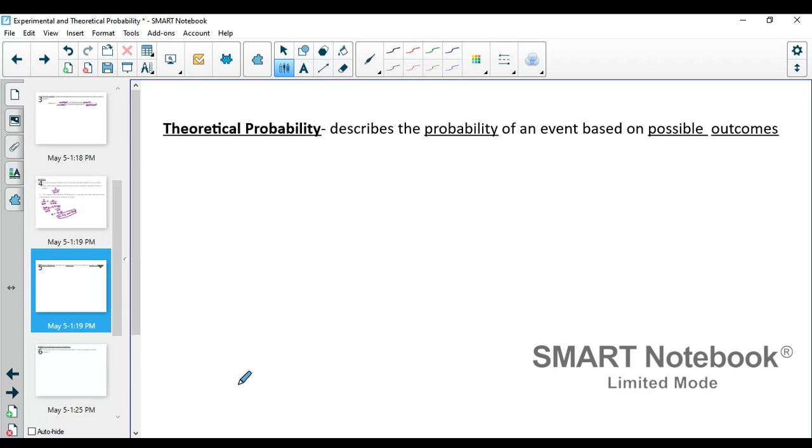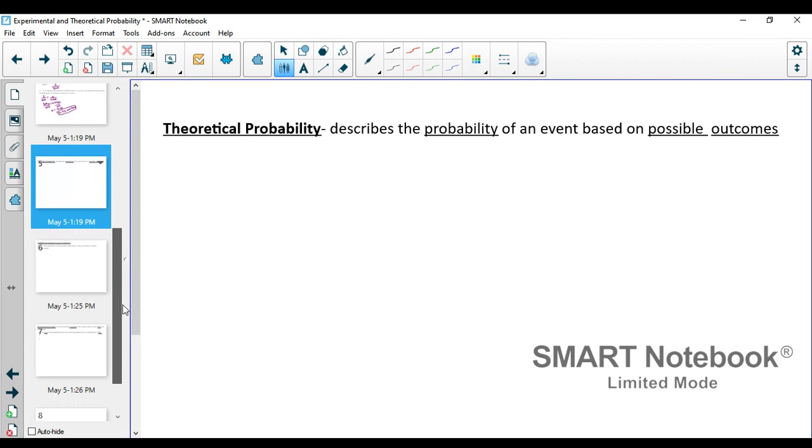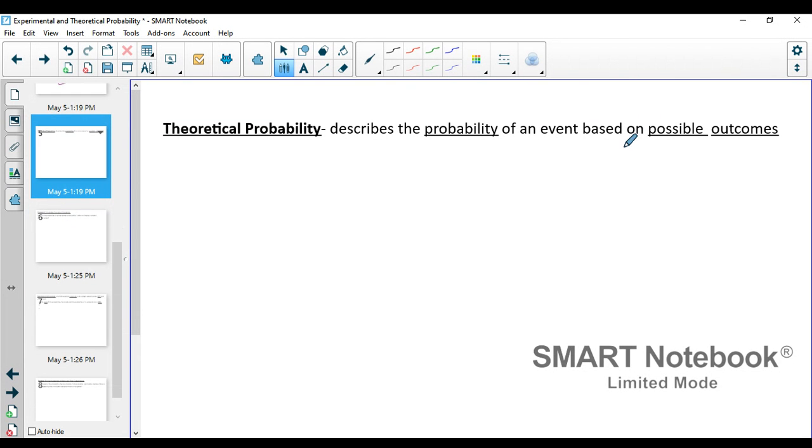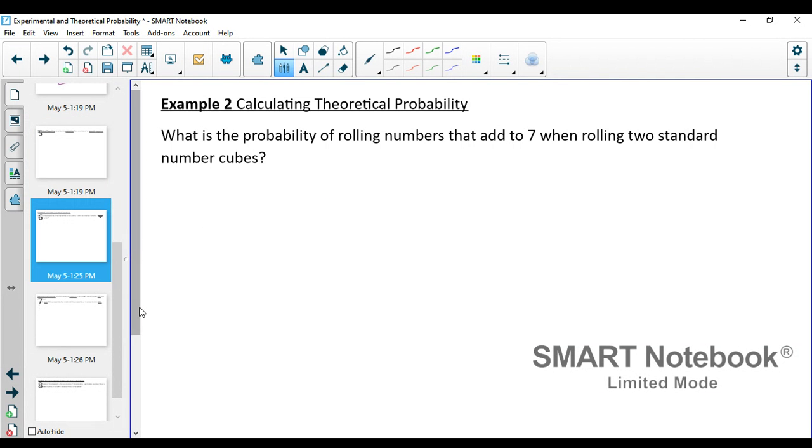All right, so theoretical probability describes the probability of an event based on possible outcomes. So in theoretical probability, we don't actually do any of the experiment. We just look at what's possible and come up with a theory of what should happen if we perform the experiment. All right, so in this case, we want to find the probability of rolling numbers that add to 7 when rolling 2 standard number cubes.